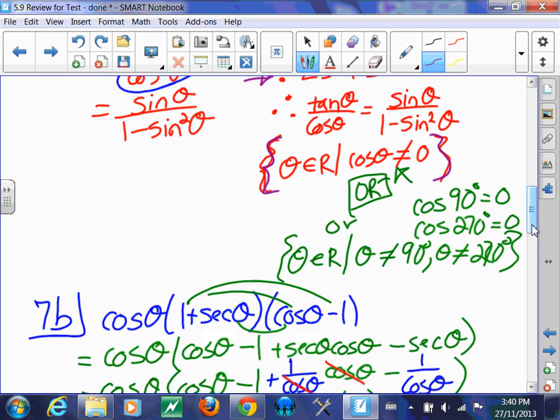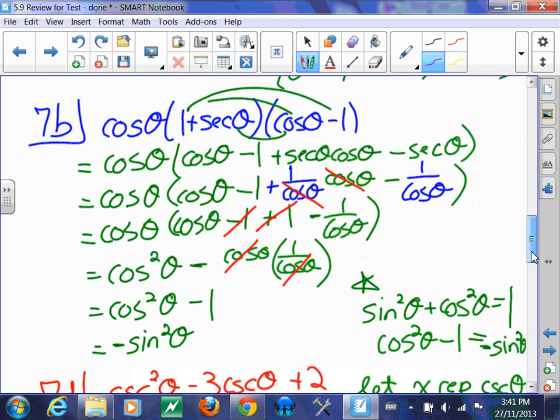Or what the textbook does is they go a little bit further and ask what values of theta, when you sub it into cos theta, give you 0? So if you plug into your calculator, cos 90 degrees equals 0. Add another 180, and cos of 270 equals 0. So the other answer that I would accept, and again I'll accept either one, is that theta cannot equal 90 degrees and theta cannot equal 270 degrees.